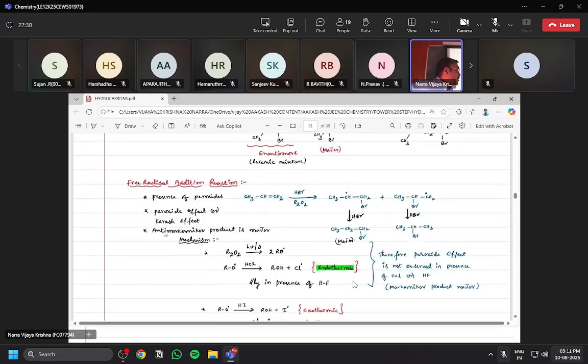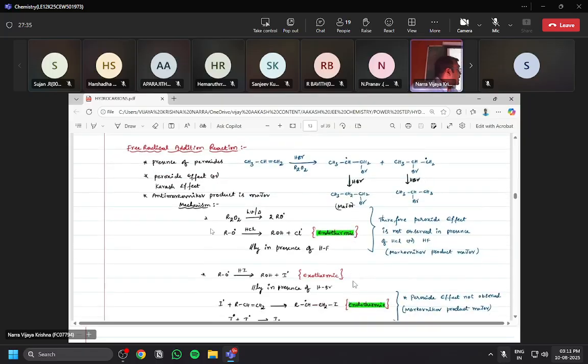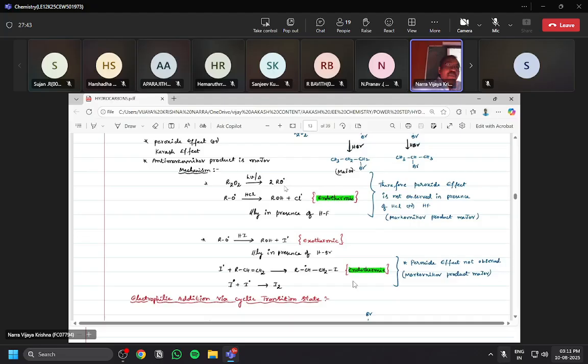Next, radical mechanism: peroxide effect or Kharasch effect, where the anti-Markovnikov product is major. In the case of HCl, HF and HI, the peroxide effect is not observed. Reason? In the first step, you get the peroxide radical, RO radical, which forms a Cl radical. This is an endothermic reaction. Similarly, in the presence of HF also, it is endothermic. As this step is endothermic, I need to provide a lot of energy, right? Therefore, this reaction is not favorable and hence it doesn't occur. So that's why the Kharasch effect fails in the case of HF and HCl.